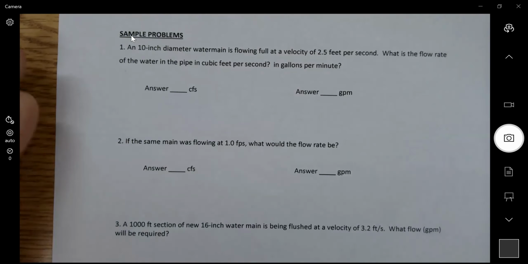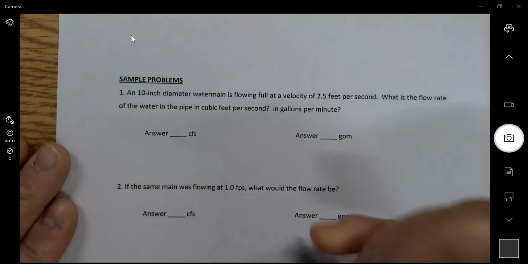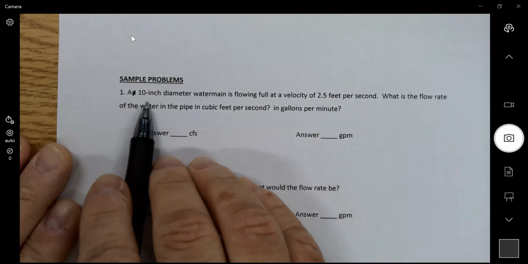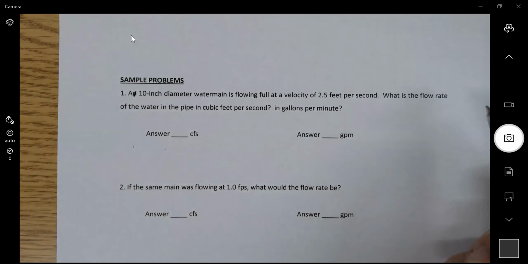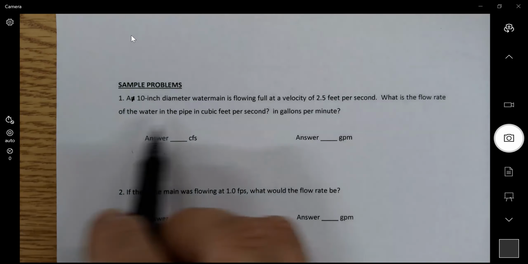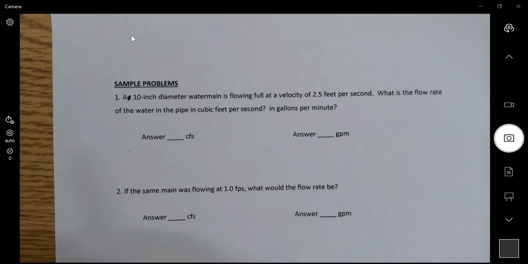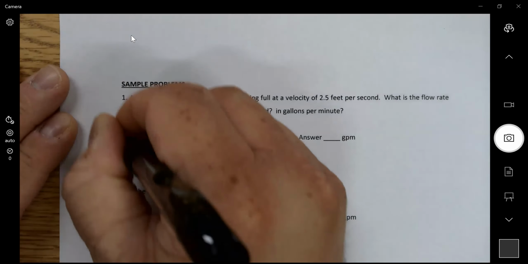All right, it has been 7 minutes. A 10-inch water main is flowing at a velocity of 2.5 feet per second. What is the flow rate of the pipe in cubic feet per second and in gallons per minute? Okay, so remember with the QVA, so I'm going to put it over here.